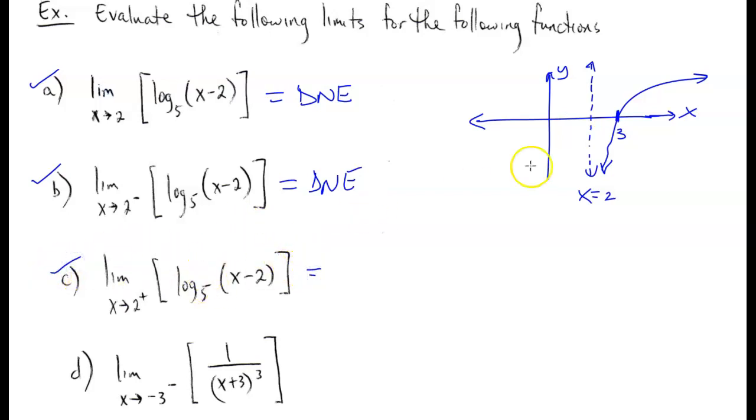Now, same function, but we're looking at the behavior of the function from the right. This will be -infinity, because as x approaches 2 from the right, the y values for this function get lower and lower and lower, or more negative, more negative, more negative. Okay. And so that is how we use one-sided limits to properly describe the behavior of this particular function.